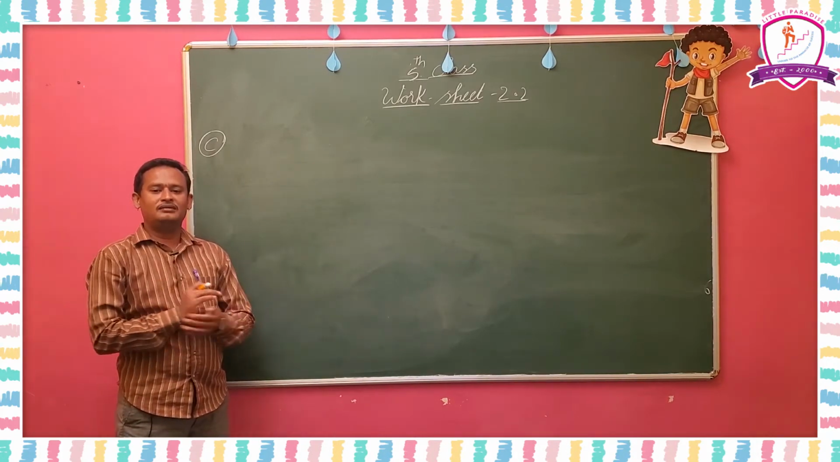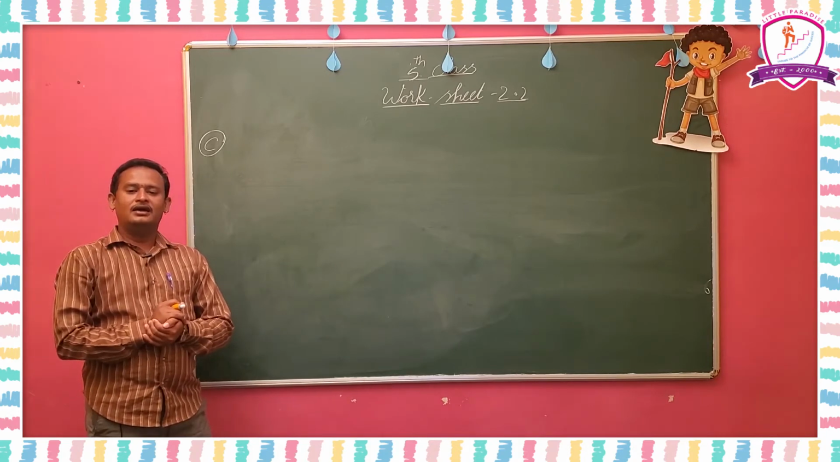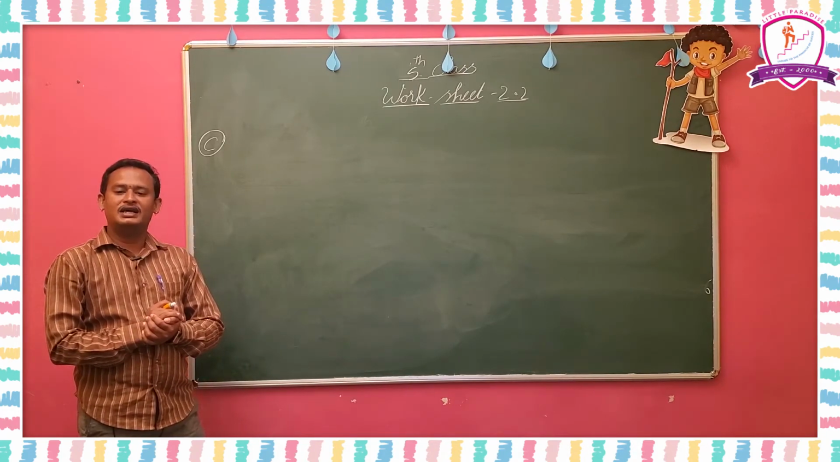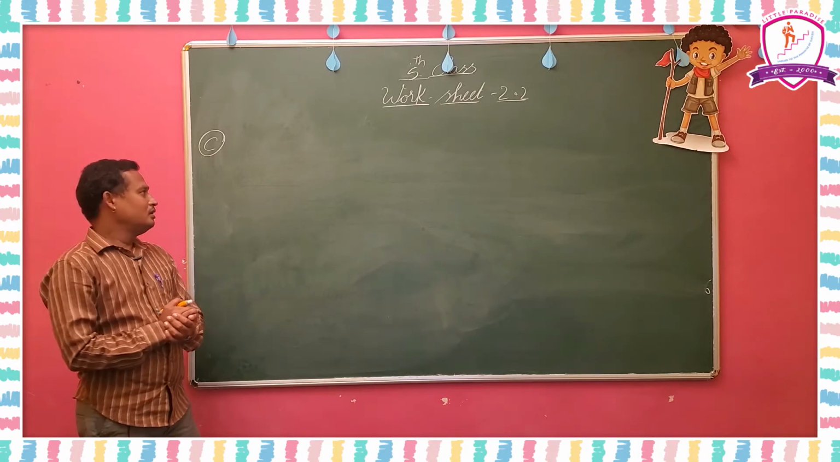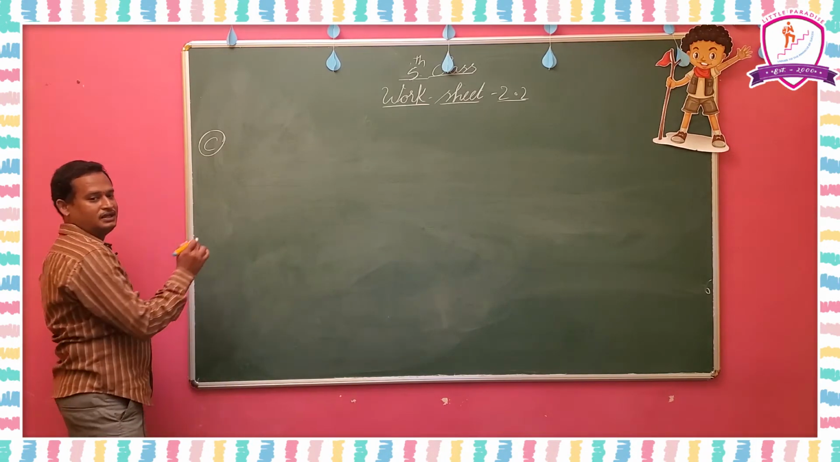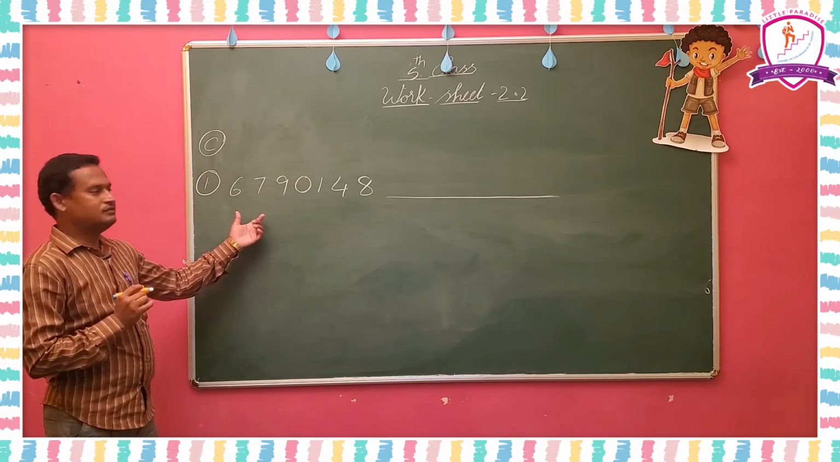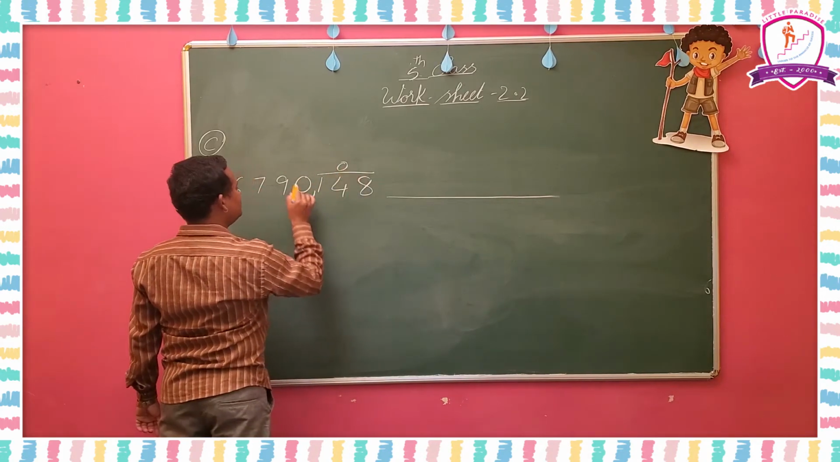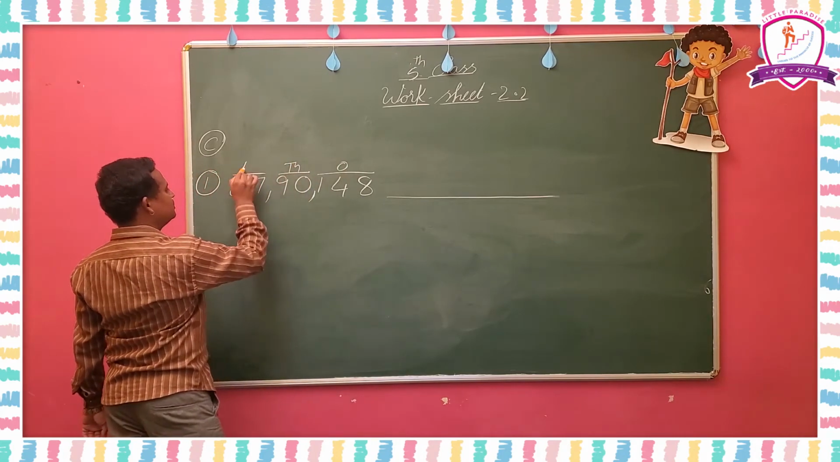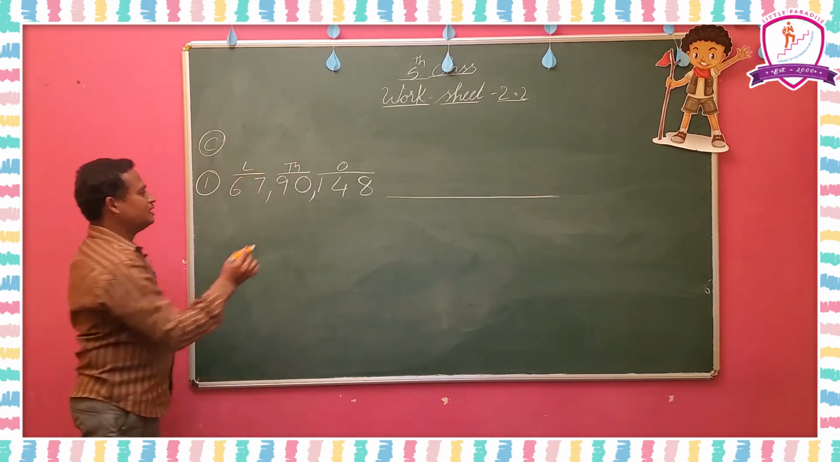Now, coming to C Roman, read the heading there. Write the place value and the face value of the underlined digit in each of the following. So now I am going to explain the first one here. In the first one, first we have to put commas according to the periods: ones period, comma, thousands period, comma, lakhs.